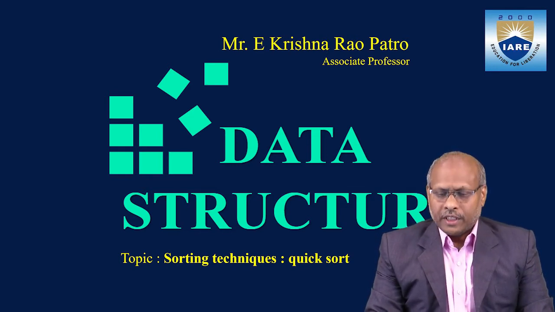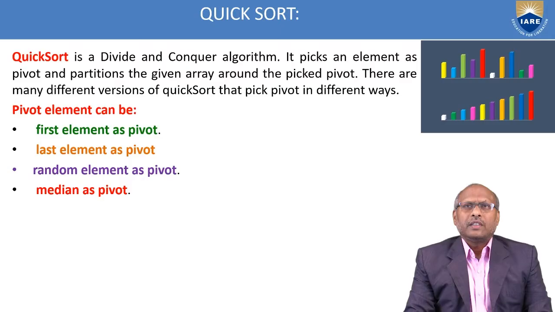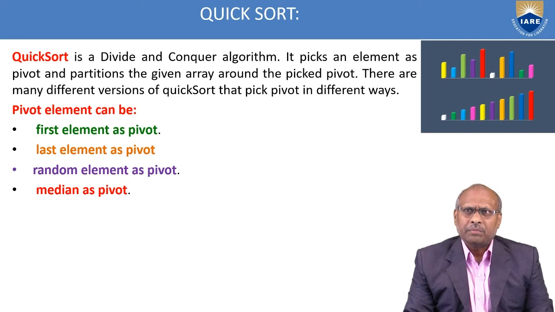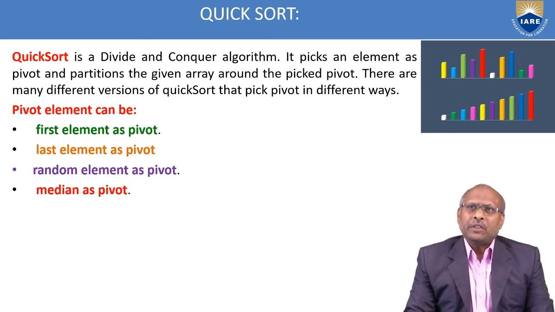Today, we will discuss one important sorting algorithm, that is Quicksort. Quicksort is one type of divide and conquer algorithm. This algorithm picks an element as a pivot, and based on the pivot element, it will partition the given array. Based upon the value of pivot, it will divide the array into two parts.